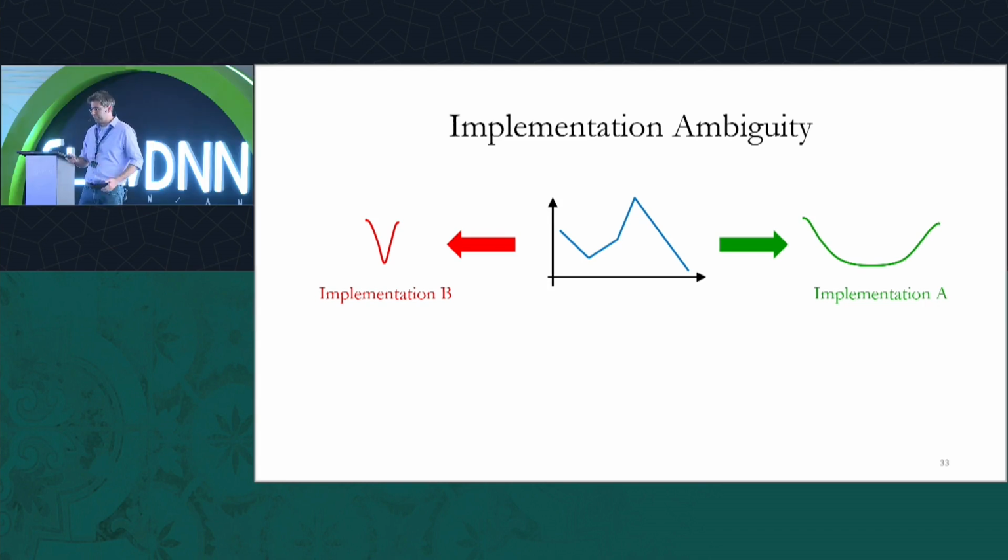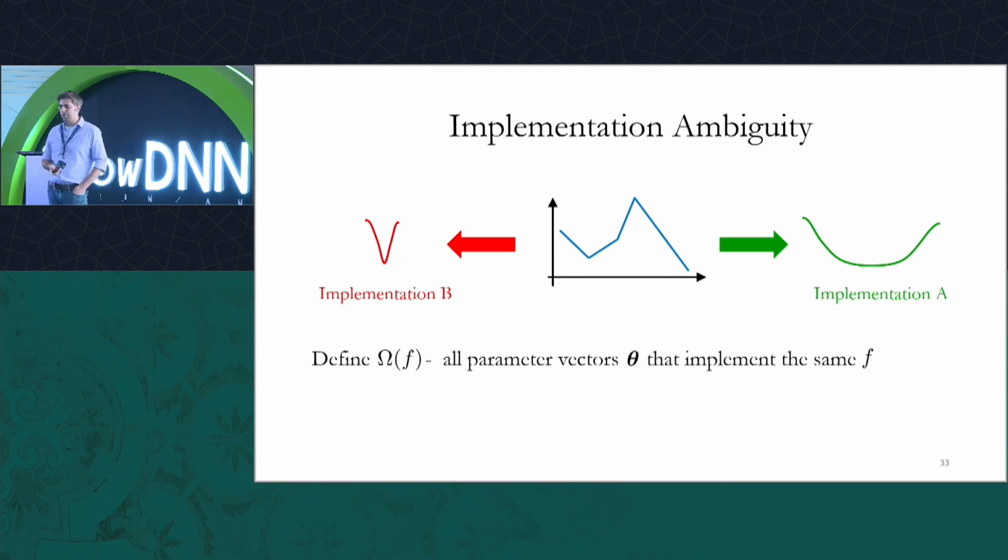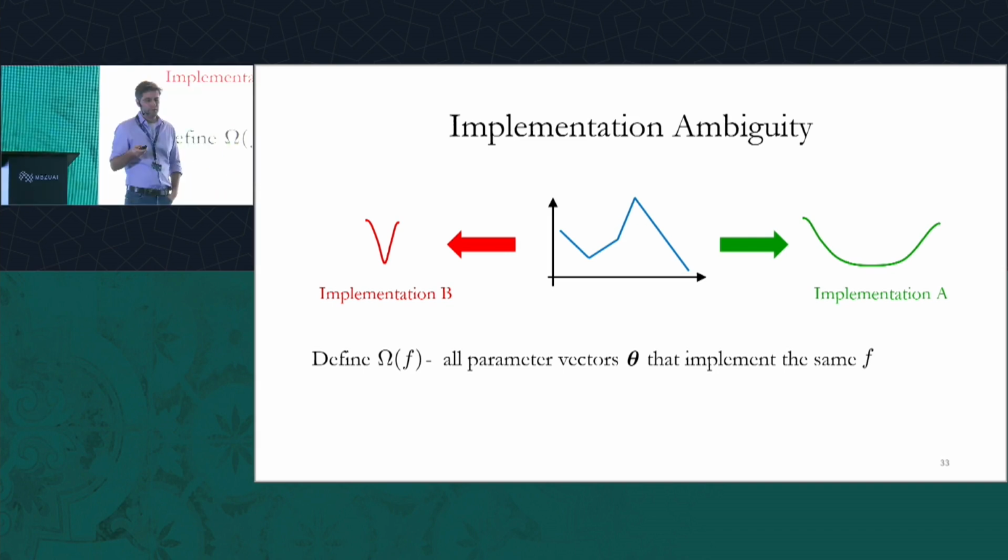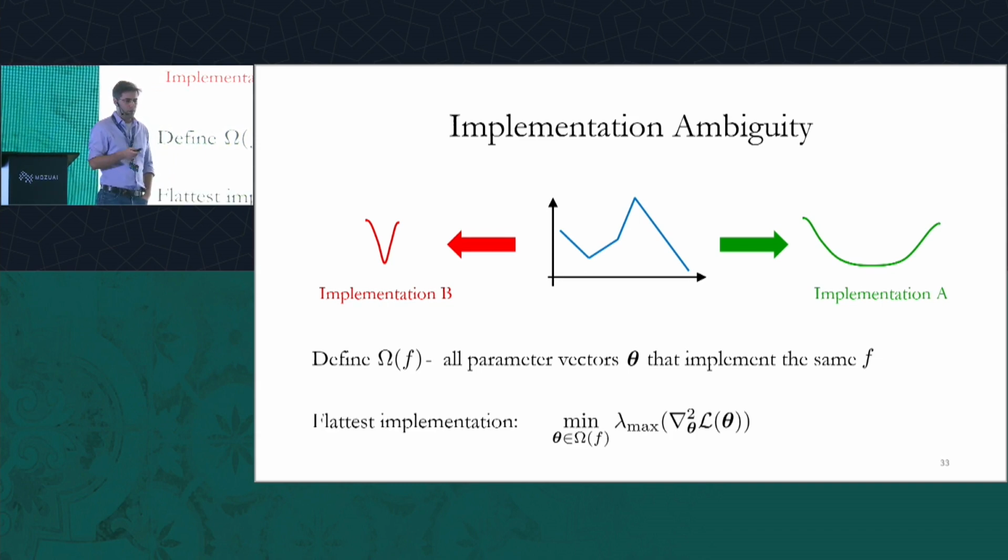So there is some ambiguity, and the way we propose to solve this is as follows. We define the set of all parameter vectors that implement the same function as capital omega of f, then we focus on bounding the flattest implementation, meaning the set of parameters that have the smallest lambda max of the Hessian, the least sharp. We'll show why this is useful.